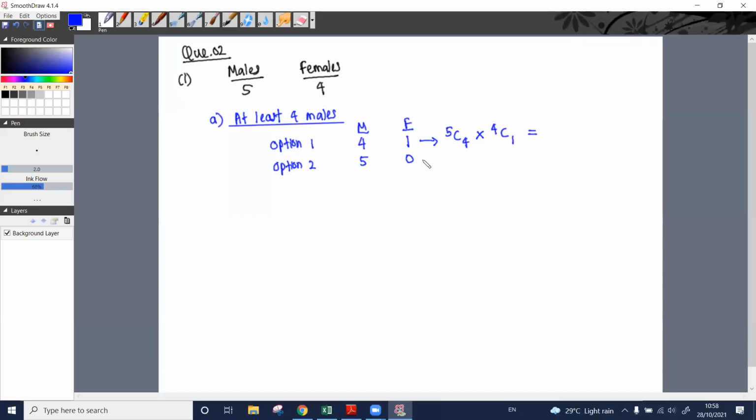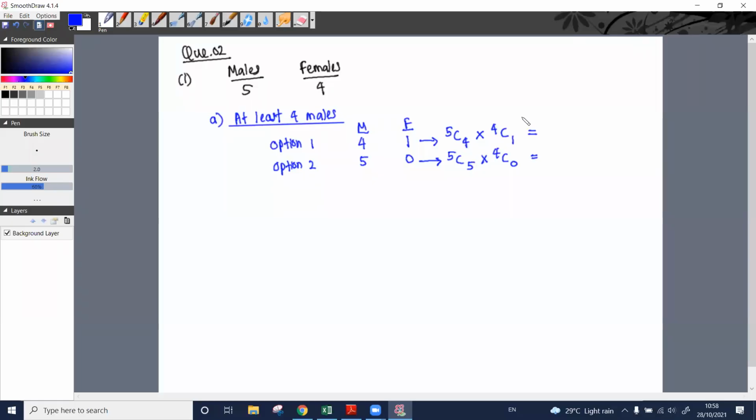If we went with option number 2, how many ways are there? There are 5 males. Out of them, we are going to select them all, 5C5. And there are 4 females. Out of them, we are not going to select anyone, 4C0.